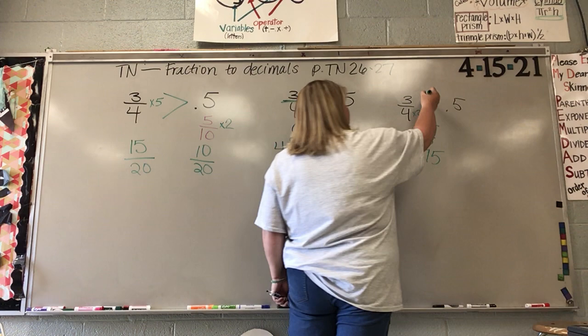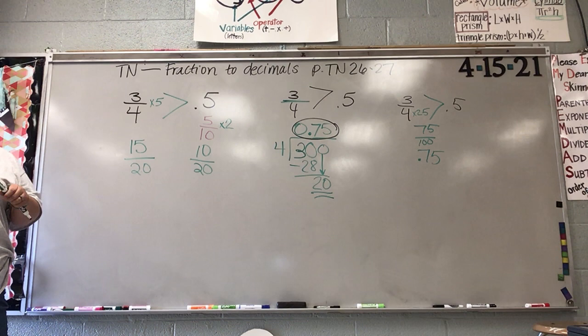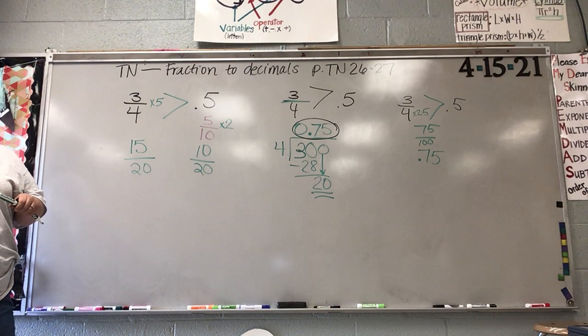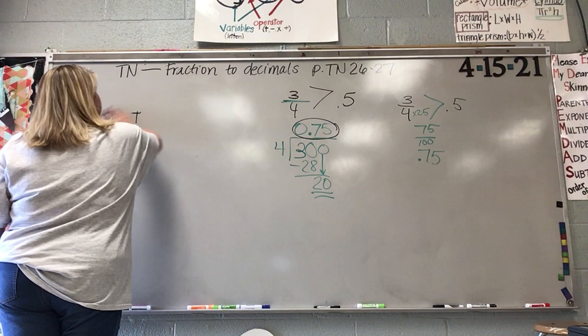3/4. Do we remember any of this? Think of 3/4. Think of quarters. How many quarters does it take to make a dollar? 4. So 3/4 has to be what? 75. 75%. 75 cents out of 100 cents. Okay. Here's another one.